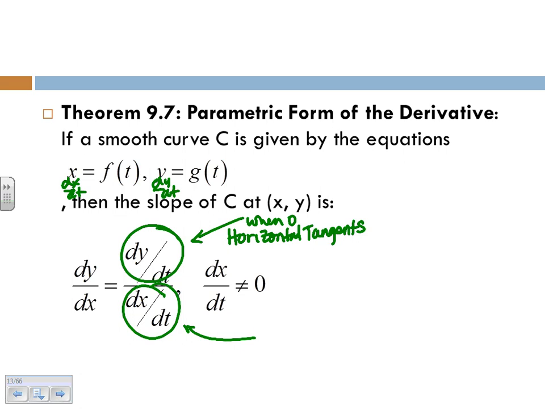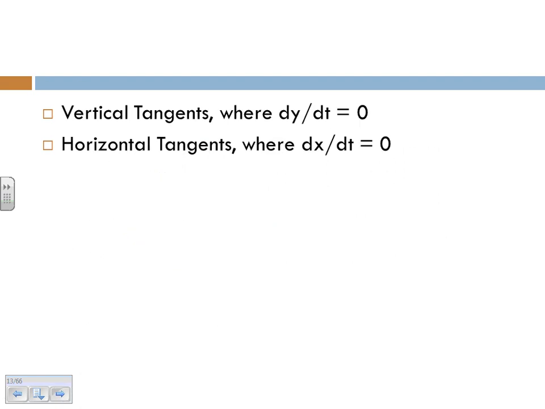Okay, so when that's 0, you can find your horizontal tangents, and when your dx dt is 0, you can find your vertical tangents. So not too bad. And I always recommend finding dx dt, finding dy dt, then writing your fraction, because you'll want those parts for other things that will happen throughout anyway.